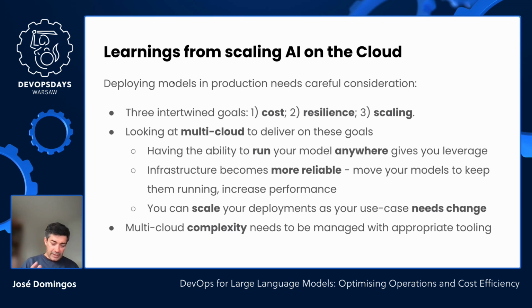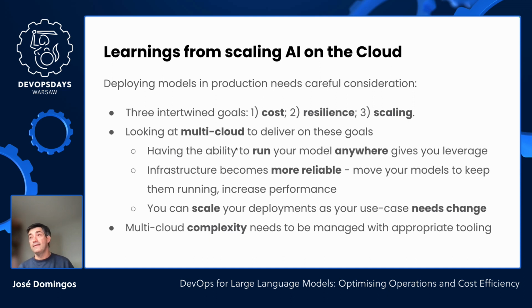When you really look to deploy your models on cloud, you need to look at these three intertwined goals. You're looking for lower cost, or optimizing cost. You're looking for higher resiliency, because these models are becoming more and more important for your business. You're looking at optimized scaling. You want the model to scale in a way that addresses the needs of your customers and isn't using unnecessary resources. And a lot of organizations we talk to are looking at multi-cloud to deliver on these goals.